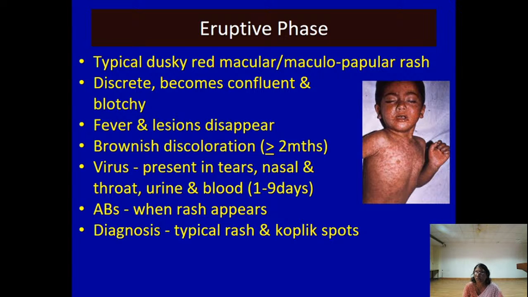Why do you want to know where the virus is? Because that is the infective material. The virus is present in tears, nasal secretions, throat, urine, and blood. It is present in all these. And when the rash appears, you will see the antibodies appear in the blood. Then how do you diagnose it? It is mainly clinical, the rash and the Koplik spots, which help you in the diagnosis of measles.